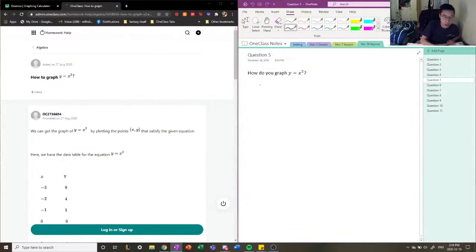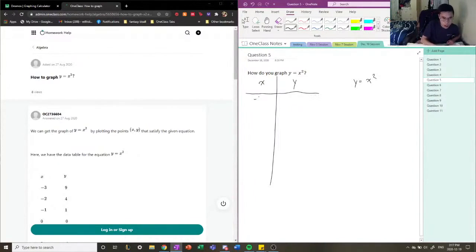Okay, so let's do some testing points here. Let's make a table first. So x and y, and our function here is f of x, or y equals x squared. We're going to plug in some values of x, and we're going to calculate what y is.